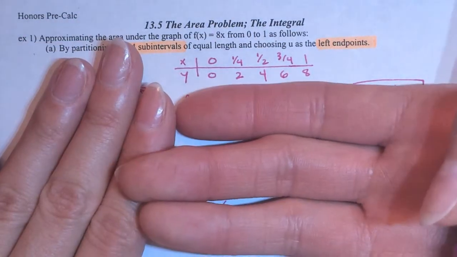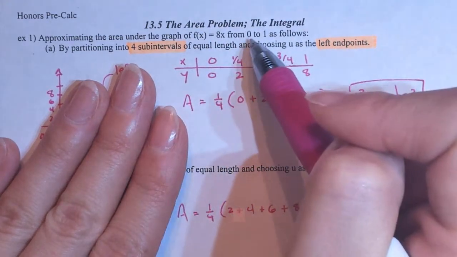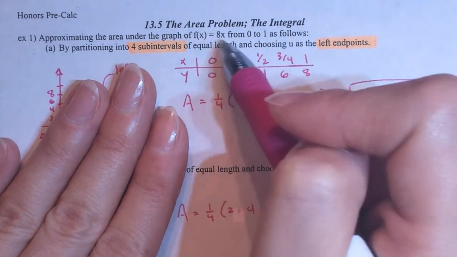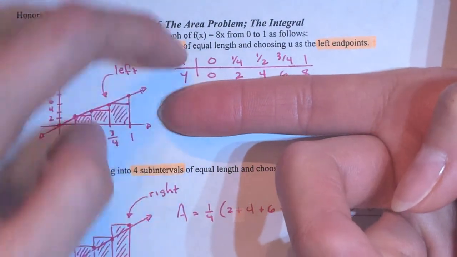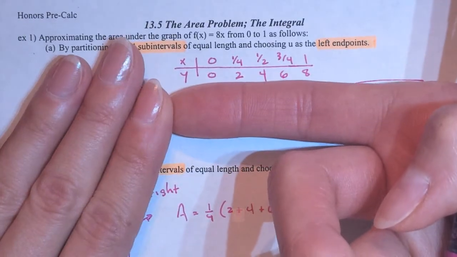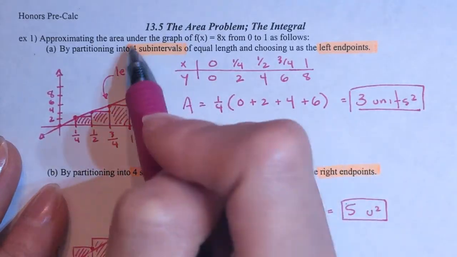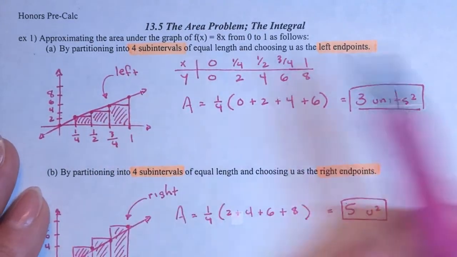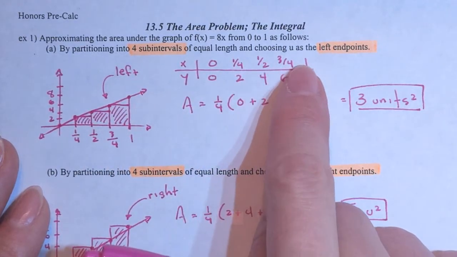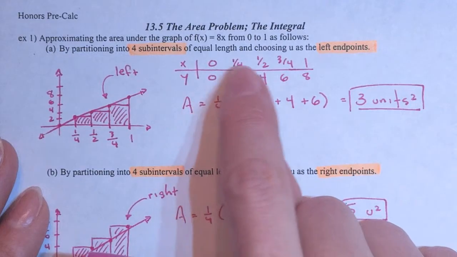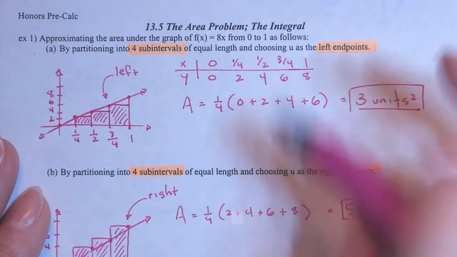So to graph them, the first thing you want to do is make a little chart. So you have 0 to 1 on your x's, and then you have y equals 8x. I have 0 to 1, and between my 0 and my 1, I want 4 subintervals. That means I want 4 rectangles, so 4 spaces in between the numbers.